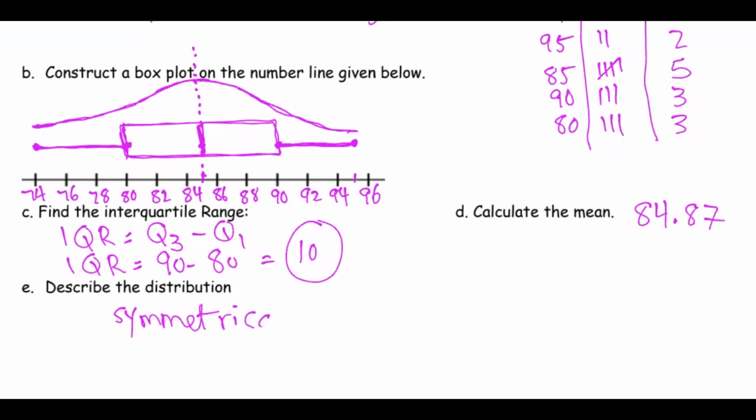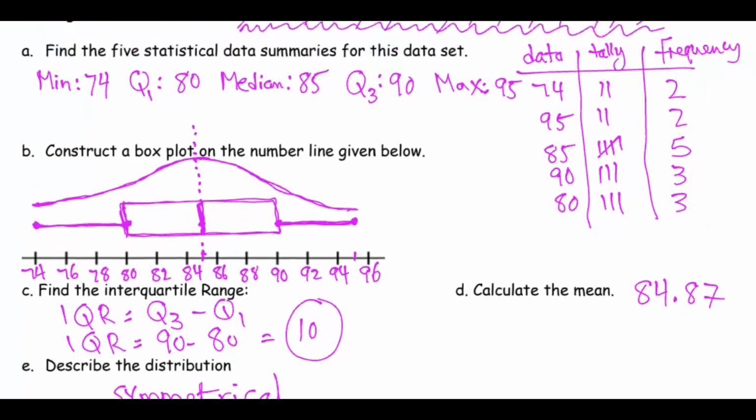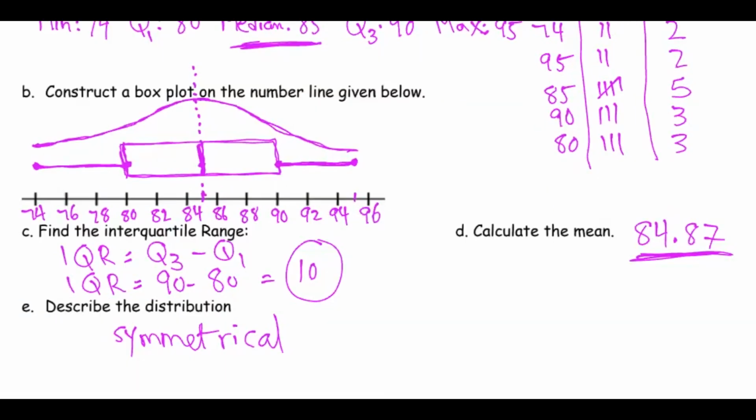And we talked about this before, and we said when the value of the mean and the median are very close to each other, a median of 85 and the value of the mean is 84.87, and they're very, very close to each other, that means we have a symmetrical distribution. Now, do question number 2 by yourself.